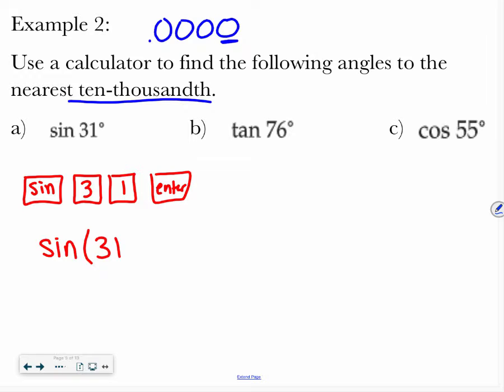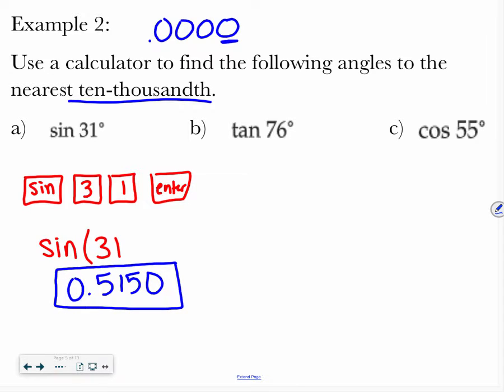And if I plug that in, I'm going to get 0.5150. Some of you are going to ask me, do I have to put that 0 on the end? Yes, because we're asked to round to the nearest 10,000. That'd be like writing money as like 51.5. I would ask you, where's your 0? Okay? I need you to round to the nearest 10,000.